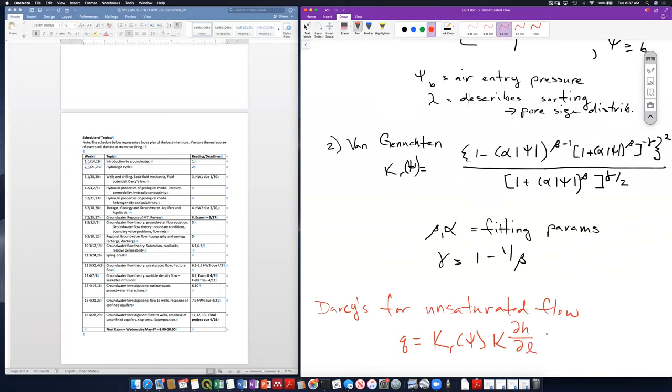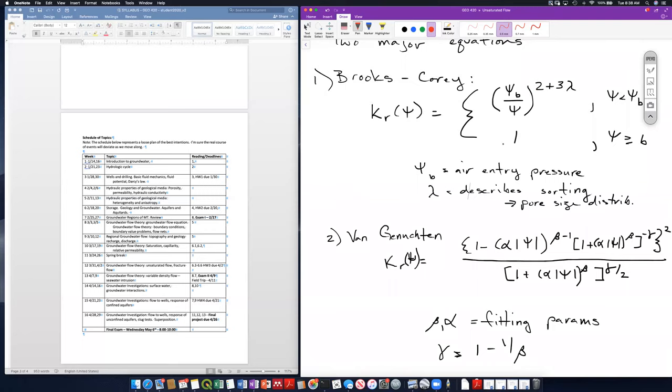Thinking back just a second, are there scenarios or certain disciplines where you would use Brooks and Corey versus Van Genuchten or another of the relationships? Are there preferential reasons to do one or the other? So Brooks and Corey has a couple really nice features. One is that you can measure the air entry pressure, and it's got this very physically tangible parameter lambda that describes the pore throat size distribution.